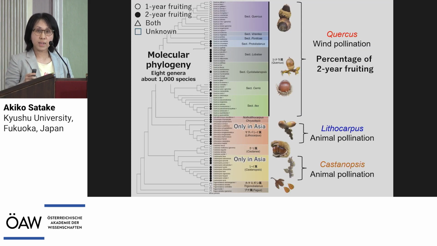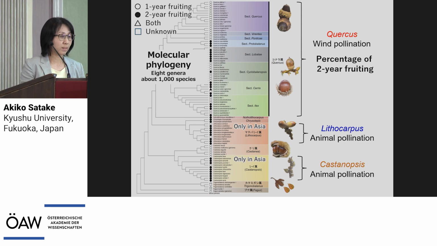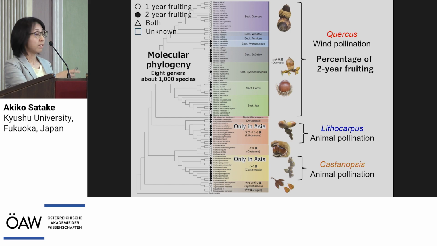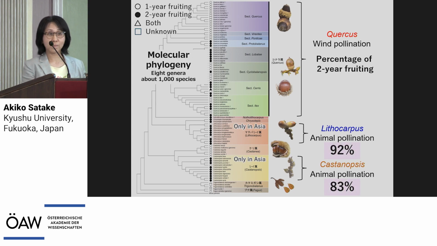Fagaceae includes 8 genera and about 1,000 species. Quercus would be most familiar to you, because this genus is distributed widely in the world, including Europe, North America, Central America, and also Asia. But Lithocarpus and Castanopsis are exclusive to Asia.